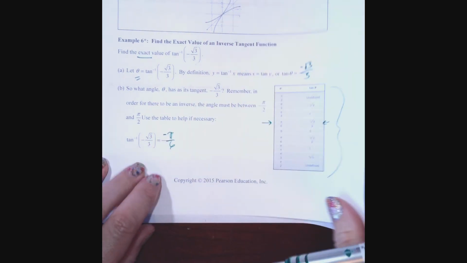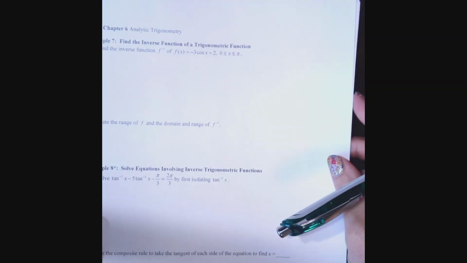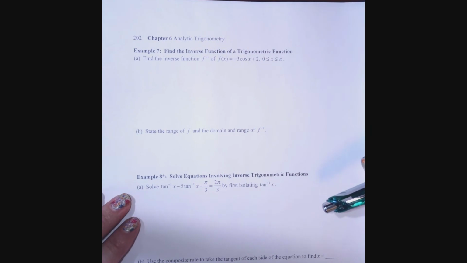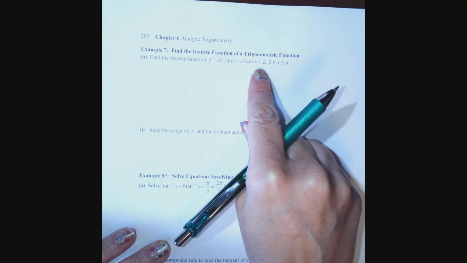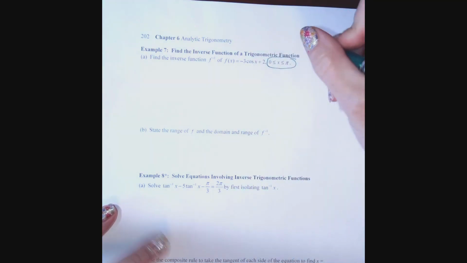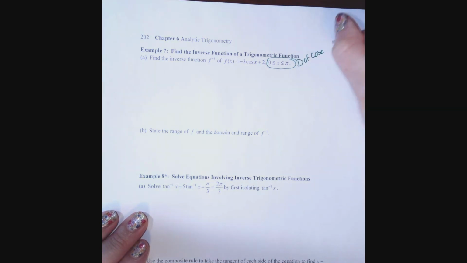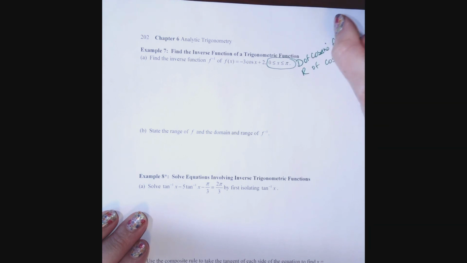All right, one last page, guys. Let's see. Now we're going to find the inverse function of the trig function. We're going to find f inverse of f of x equals negative 3 cosine x plus 2. And notice that we've already set our restrictions. This is the domain of our cosine function, f of x. It is going to be the range of cosine inverse, f inverse of x. Because the domain becomes the range becomes the domain.